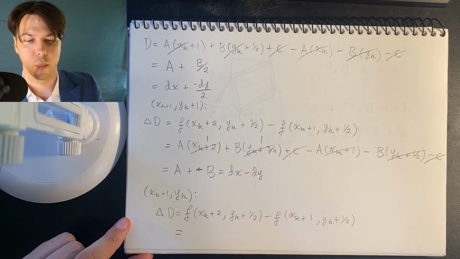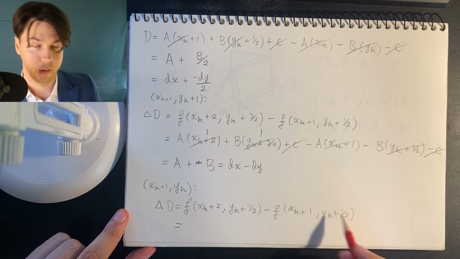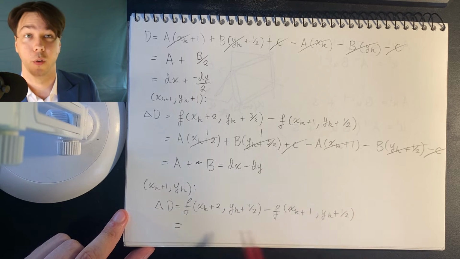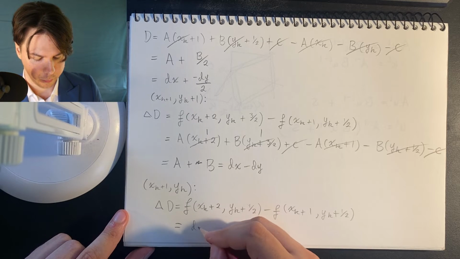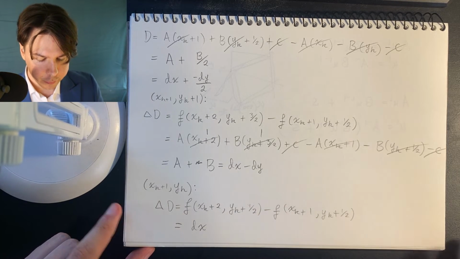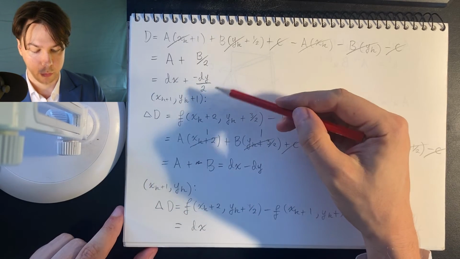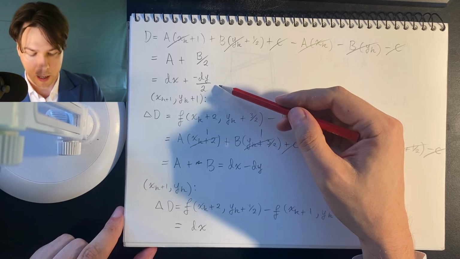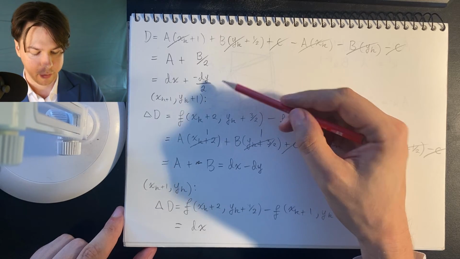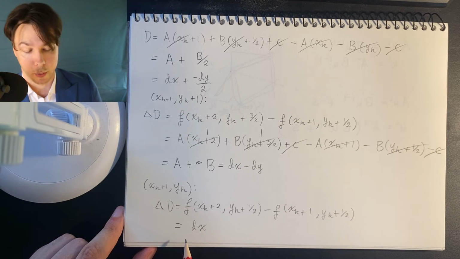I'm sort of running out of room on my page, but I hope you can see that the y dependence just isn't there anymore. That's all going to cancel out. So this will give us just dx. So what we do is we start with an initial decision parameter. We make a decision about which point to plot, and then that decision parameter increments by a certain amount based on which point we plotted.